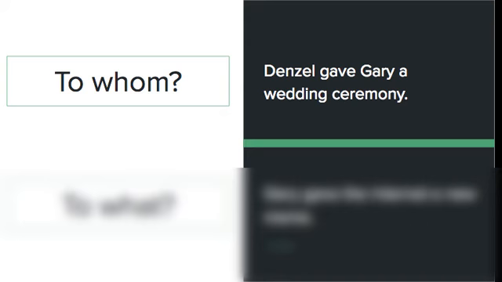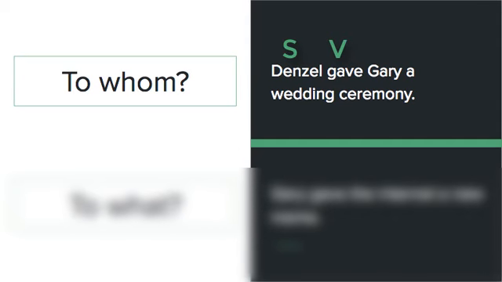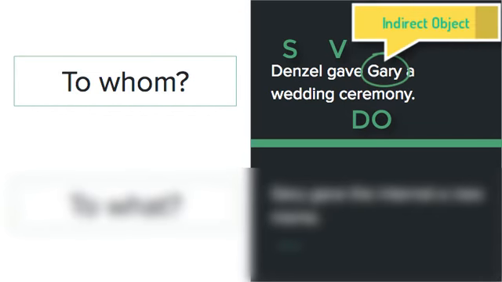Denzel gave Gary a wedding ceremony. Alright, so Denzel's our subject, the action is gave. He gave a wedding ceremony. Ceremony would be our direct object, but who did he give it to? He gave it to Gary. So in this case, Gary is our indirect object. He's indirectly receiving the action performed on the direct object.